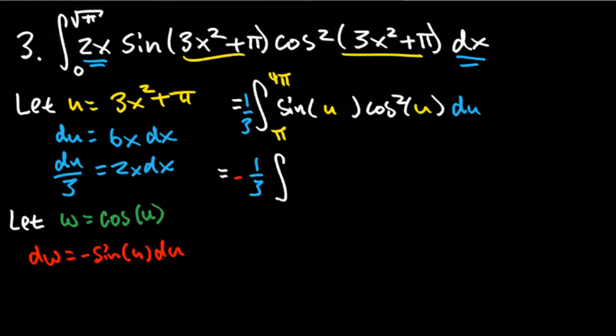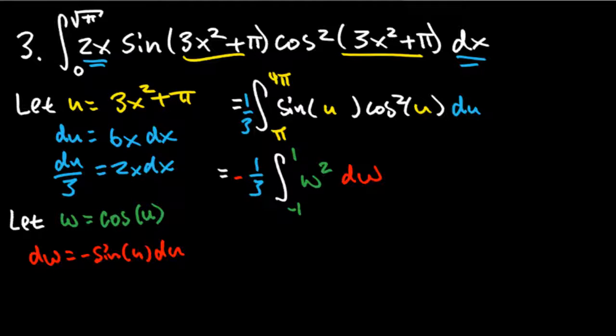Okay, cosine of pi is -1, and cosine of 4 pi is 1. Okay, cool. And then cosine squared becomes w squared. And then finally we have our dw. Okay, so a lot going on there. Notice there's no more yellow here because the u is kind of inherently inside of the w.